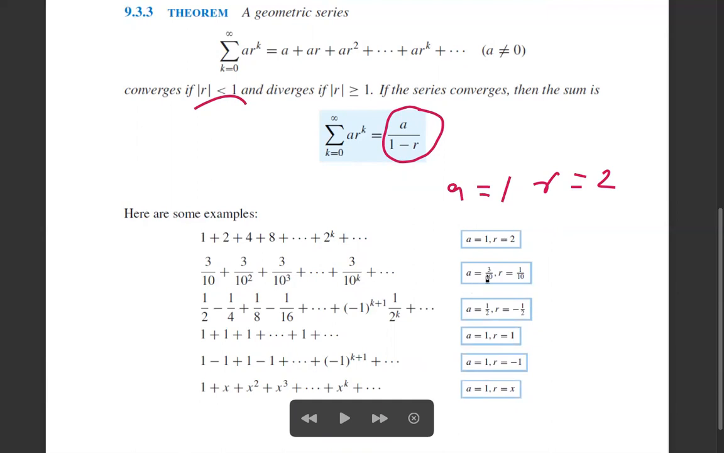Another example: a is equal to 3 by 10, r is equal to 1 by 10. So r is less than 1, and the series is convergent. It converges to a by 1 minus r, where a is equal to 3 by 10. So a divided by 1 minus 1 by 10.